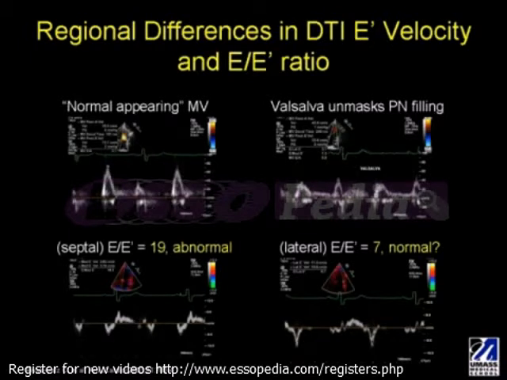The bottom left panel shows the DTI obtained from the septal annulus in an area of akinesis. The velocities are markedly reduced, and the E-to-E prime ratio is 19, also supporting elevated filling pressures. However, DTI obtained in the bottom right panel in the region where there is normal kinesis shows a completely opposite spectral display with a normal E prime velocity. The E-to-E prime ratio is just 7, indicating normal filling pressures. Therefore, in patients with regional wall motion abnormalities, especially at the base of the LV, an average of both septal and lateral E prime velocities may improve interpretation of diastolic function and filling pressures.